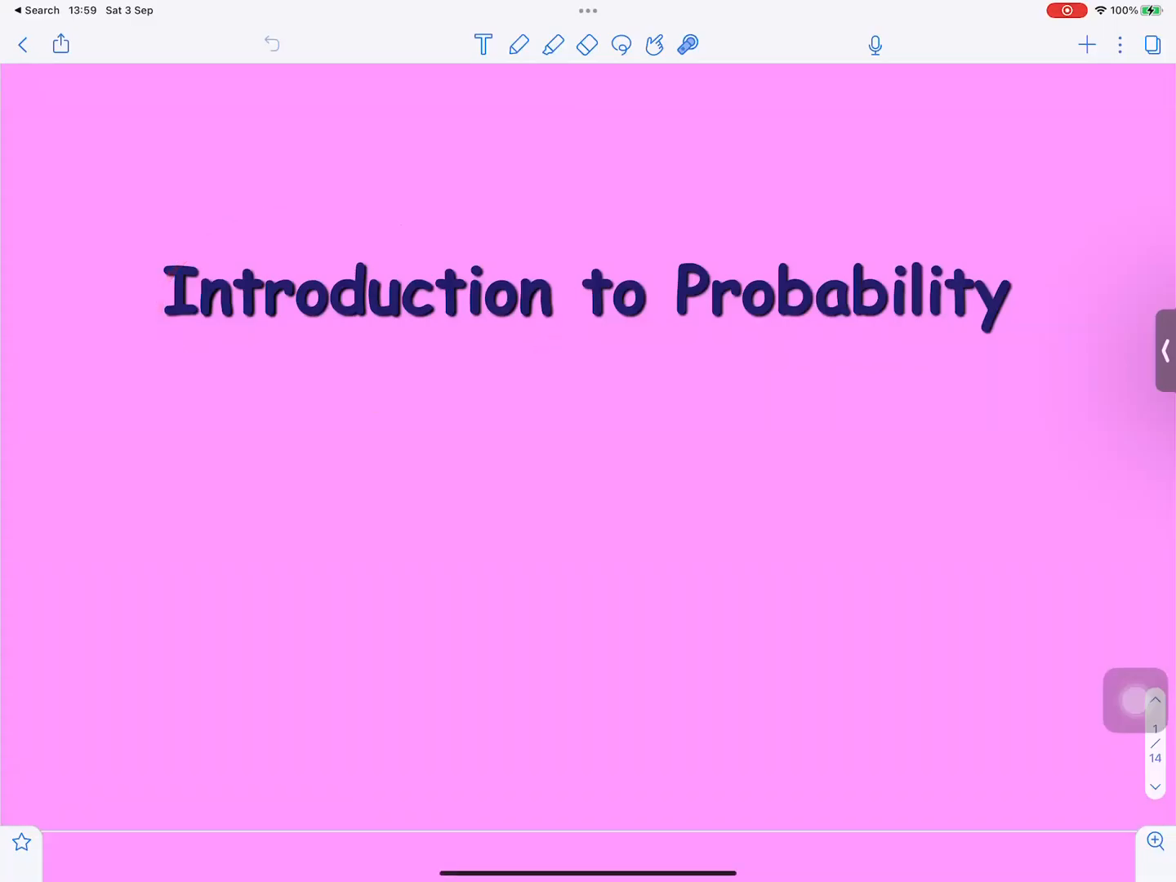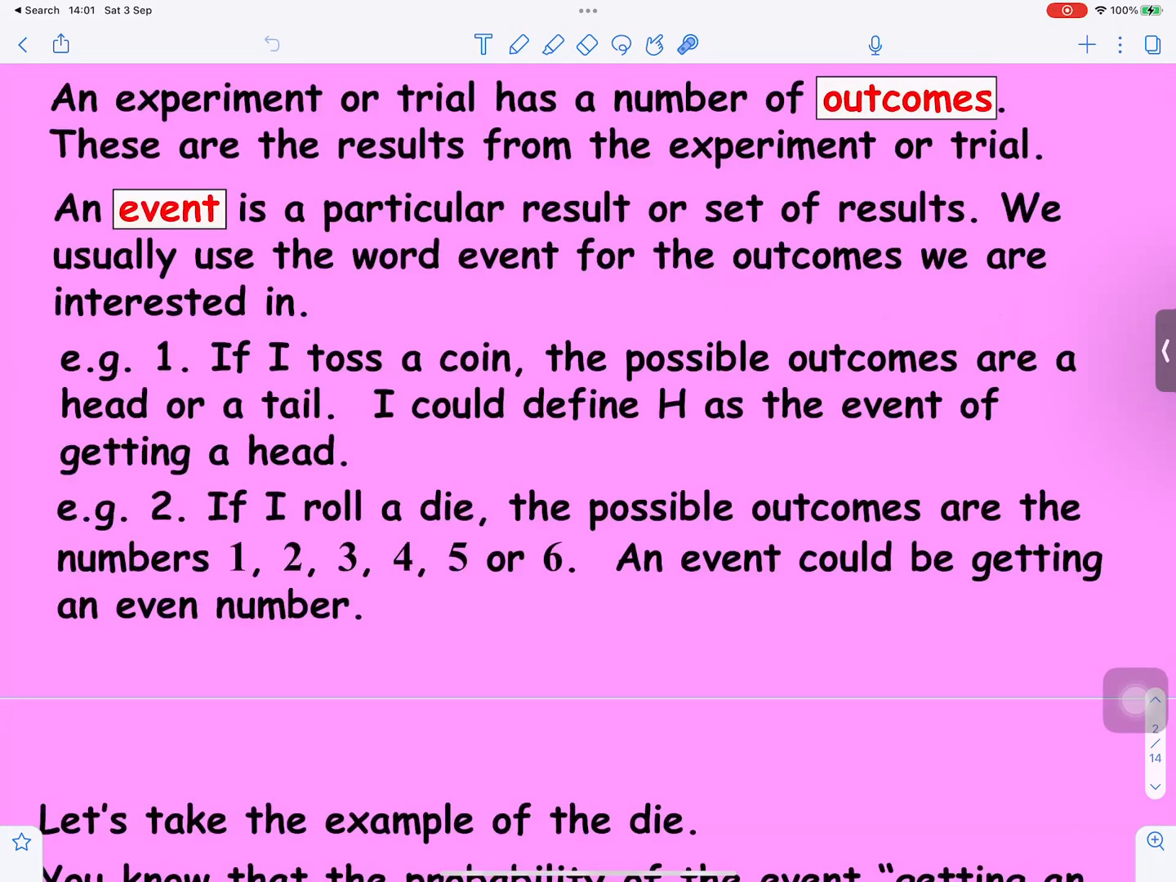Introduction to probability. An experiment or a trial has a number of outcomes. These are the results from the experiment or trial. An event is a particular result or a set of results. So we usually use the word event for the outcomes we are interested in.